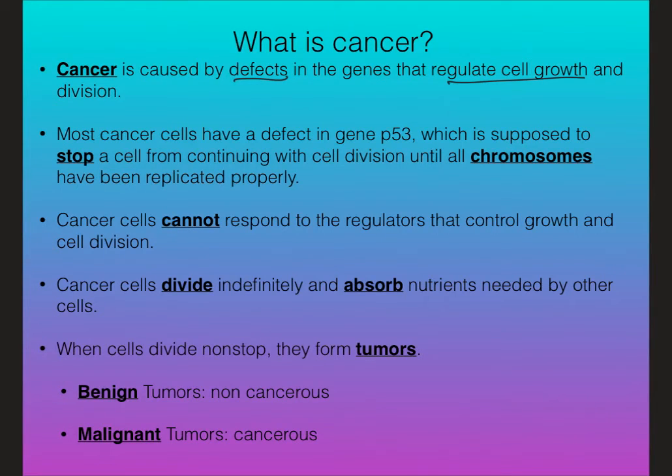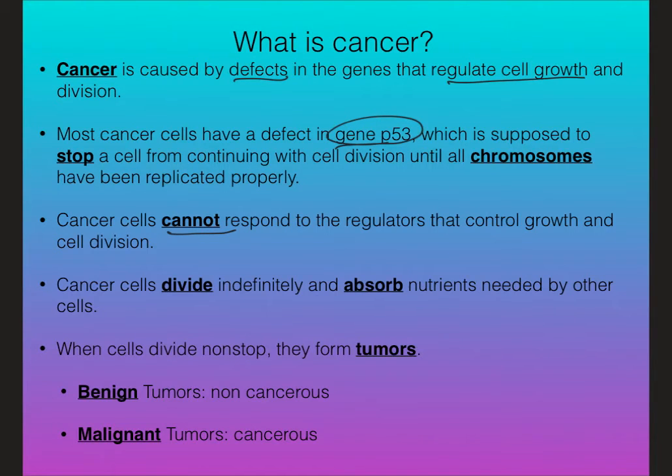So most cancer cells have a defect in gene P53, which is supposed to stop a cell from continuing with cell division until all the chromosomes have been replicated properly. So what should happen is if something happens during the replication of the DNA, if there are errors, this specific gene should stop it from going on to the next step because obviously there's been a mistake. However, there's a defect there, it won't stop and it'll just continue through the process of the cell cycle. So cancer cells cannot respond to the regulators that control cell division, okay?